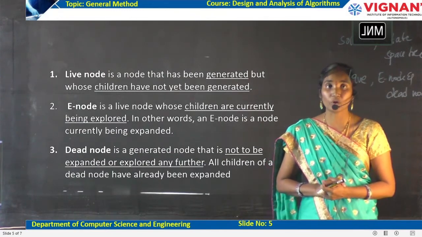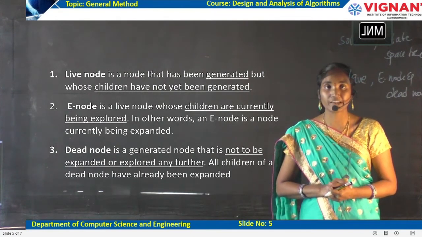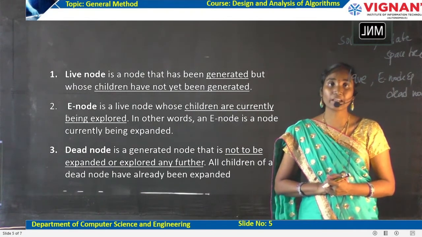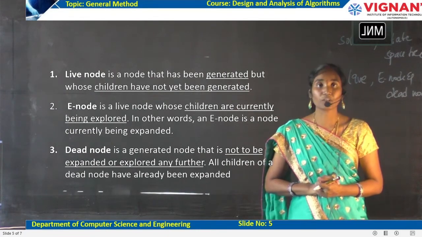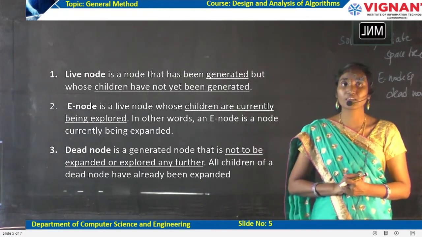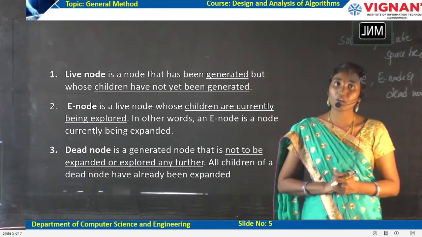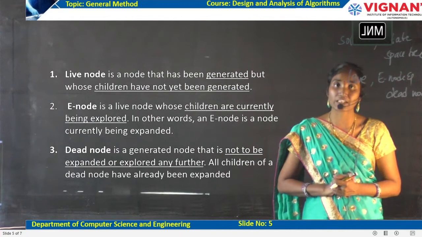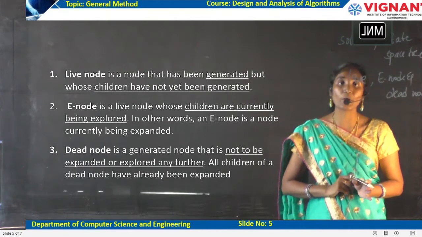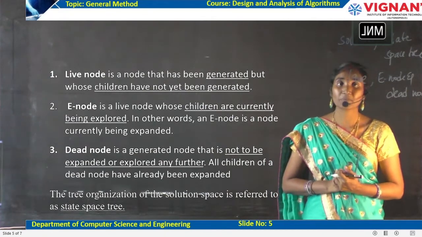Now coming to dead node. Dead node means the parent as well as the children all have been generated and there is no further exploration of nodes in the corresponding state space tree. So this is about the three types of nodes: live node, E-node and dead node. Live node means the node is generated and whose children have not been generated. E-node means the node is generated and whose children are being explored. Dead node means everything is generated and there is nothing to explore.